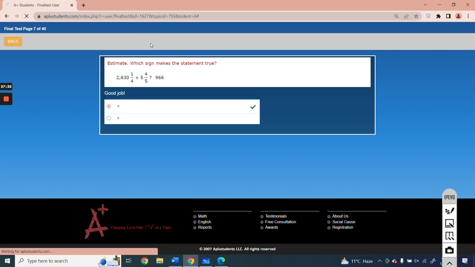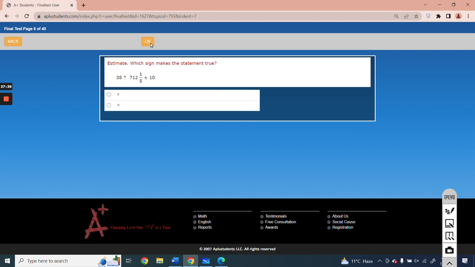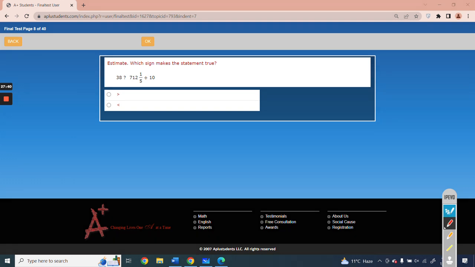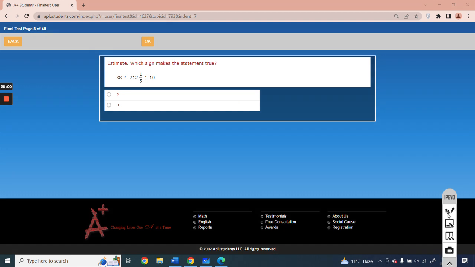Okay, the next one is estimate. Again, you have to estimate the numbers. So you can estimate 712 to 700. Got it? Because 700 is completely divisible by 10. So you have 38. You have to compare, and 700 divided by 10 is 70. 38 is less than 70. Got it? The correct option is the second one. So just select the correct option and click on the OK button.